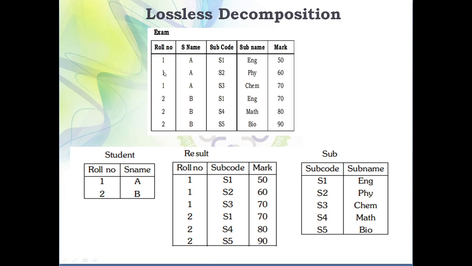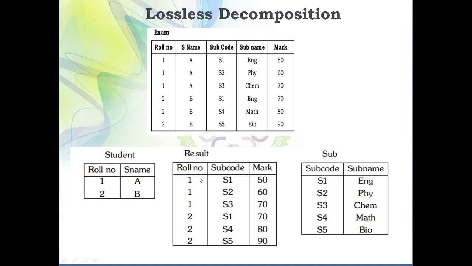Suppose I want to know the marks for roll number 1 in subject English. That information I can give very easily from the exam table. But after decomposition, suppose I want to get the marks of a student having roll number 1 in subject English. So can I get this information?